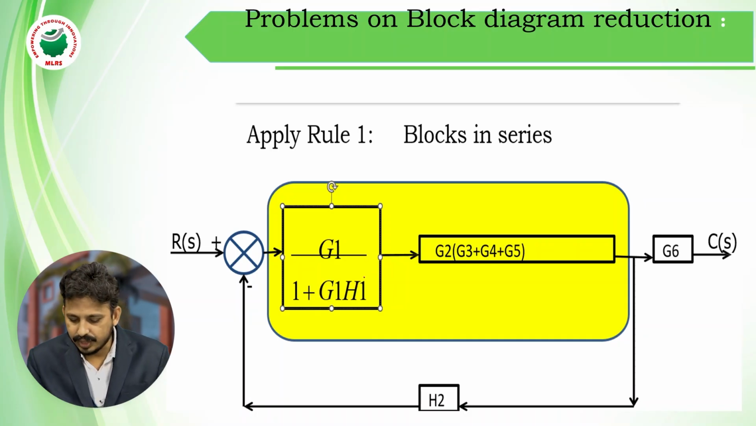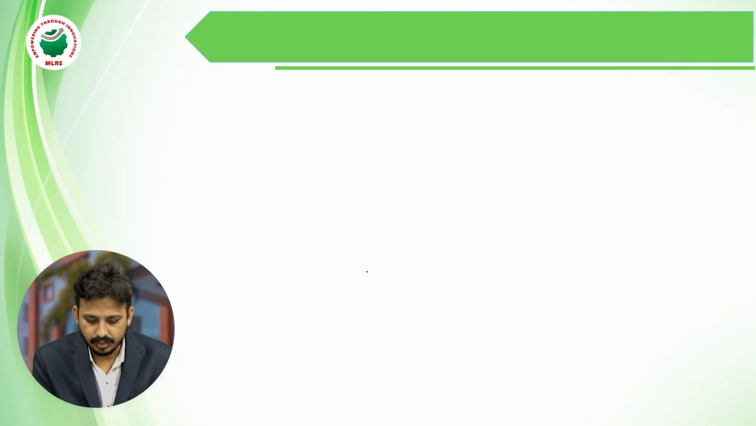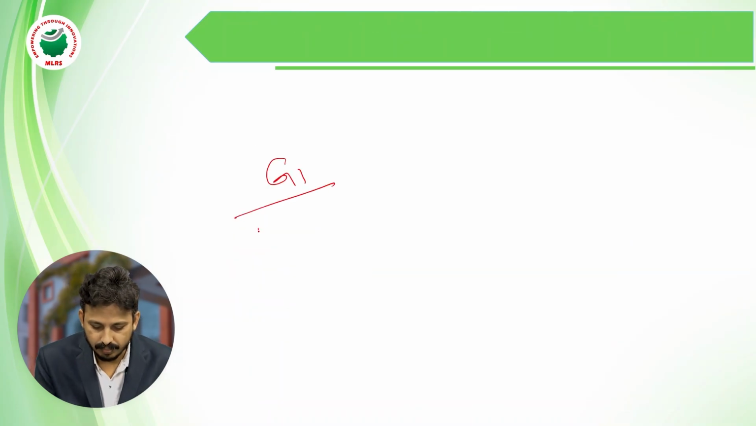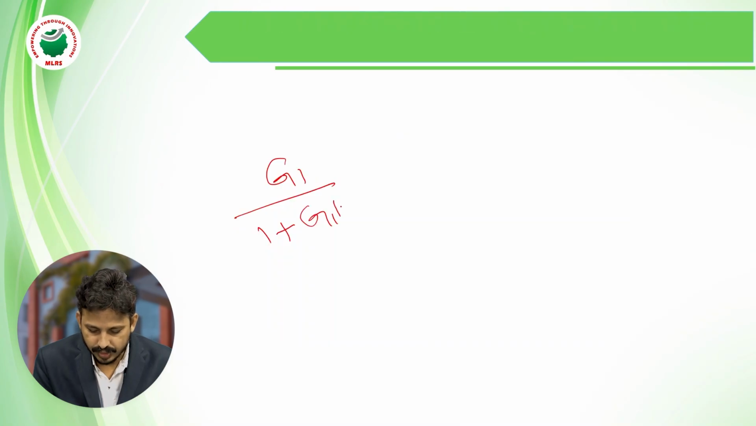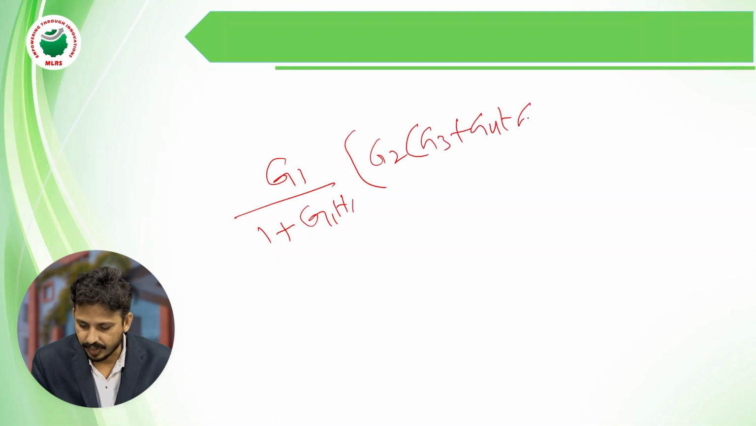Again these two blocks are connected in cascade, so I have to multiply these two. So G1 by 1 plus G1 H1 into G2 into G3 plus G4 plus G5.